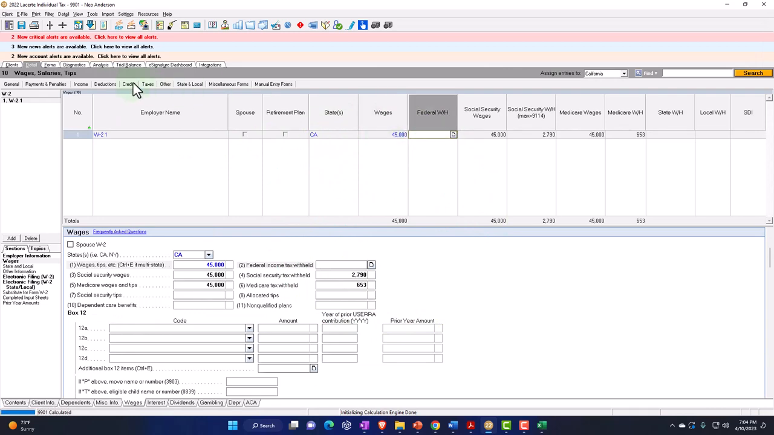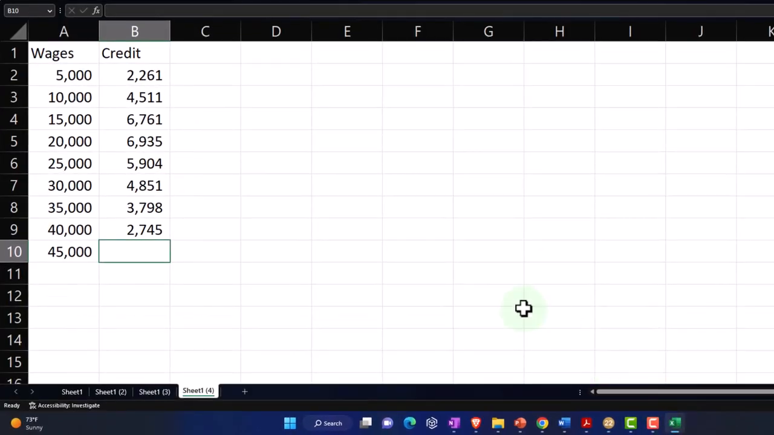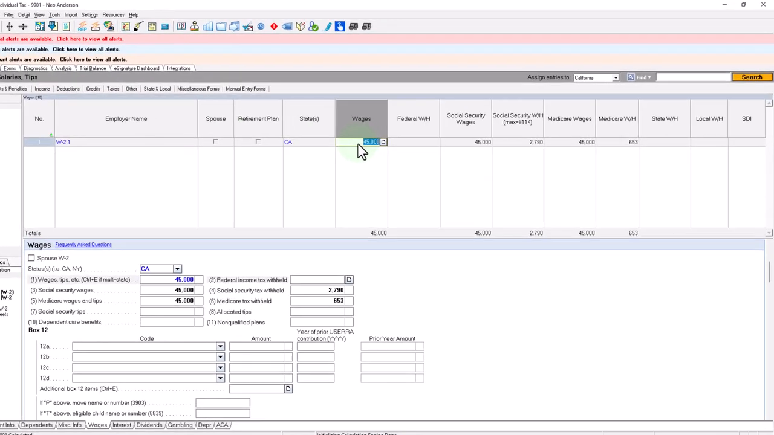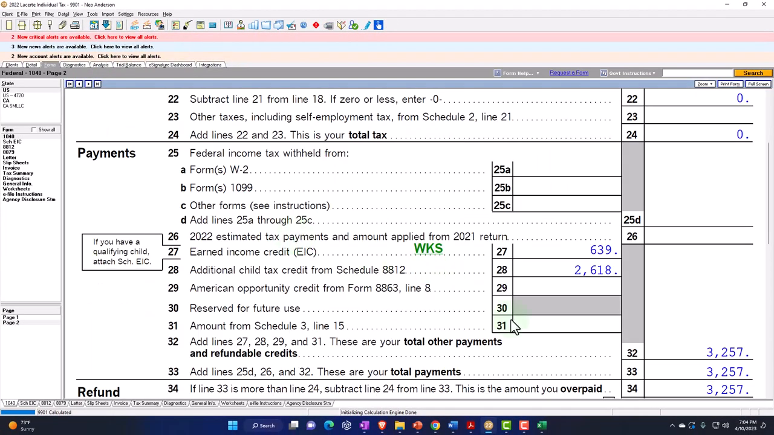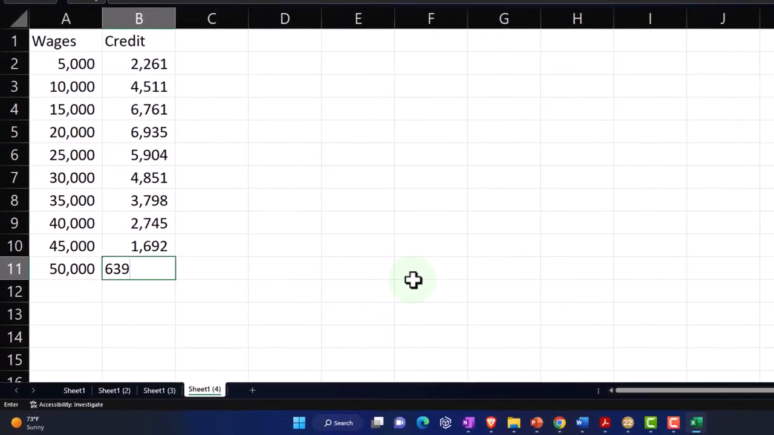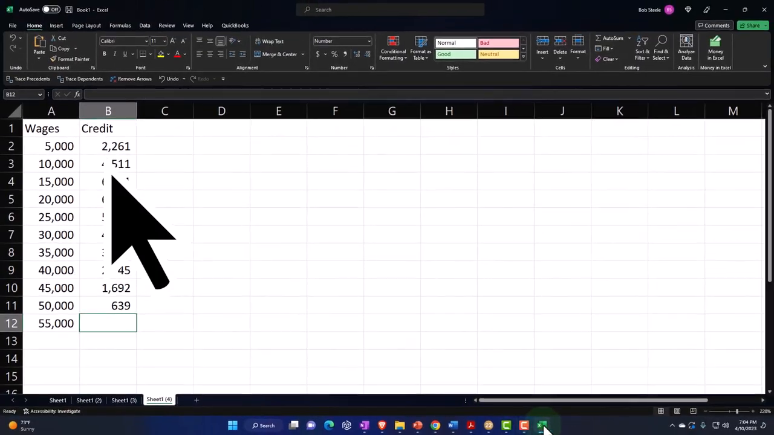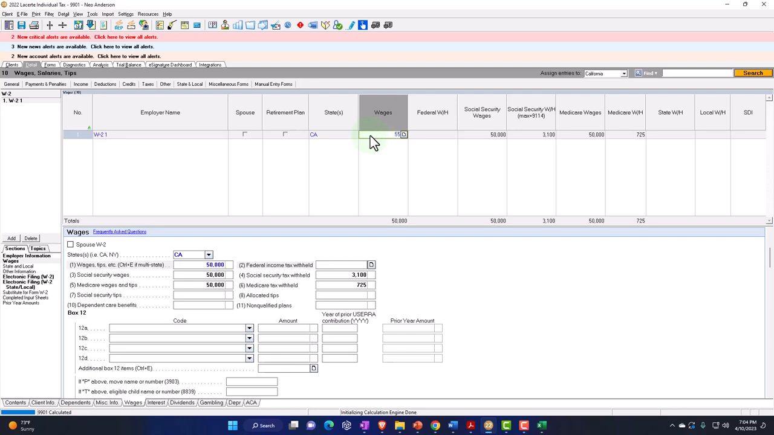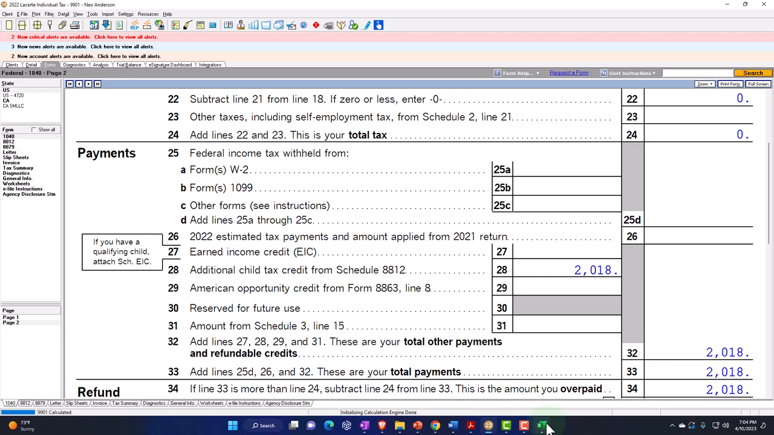45,000. Let's see what happens then. 1692. Let's go to 50,000, almost there. 50,000, boom. Okay, so now we're at 639. And 55,000 is gonna be over the threshold for single. It's higher for married, but it's 55,000. That should be over the threshold, and that should take it to zero, boom.